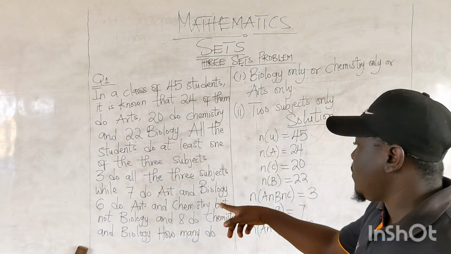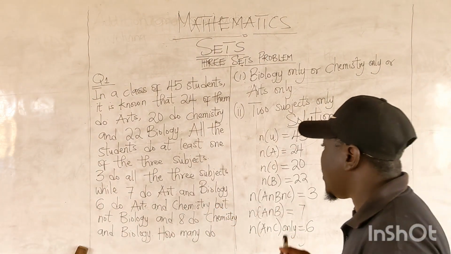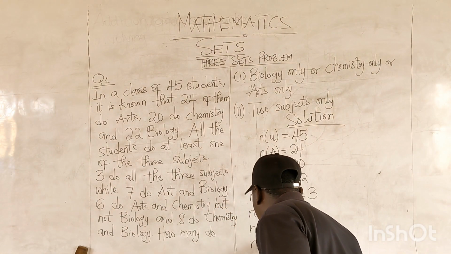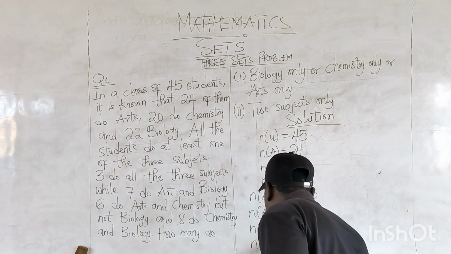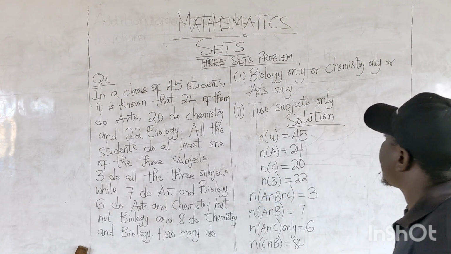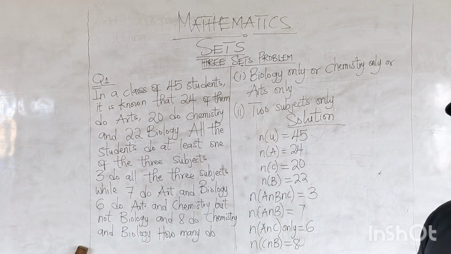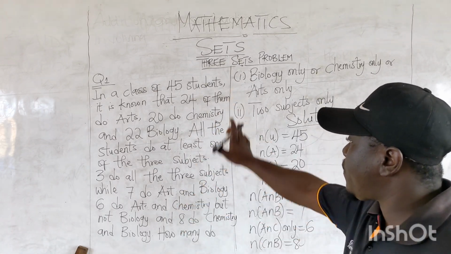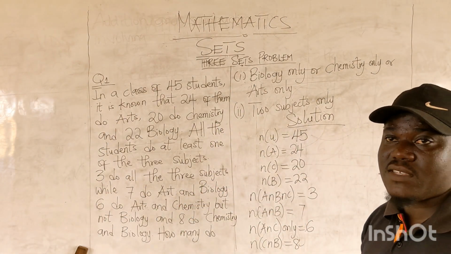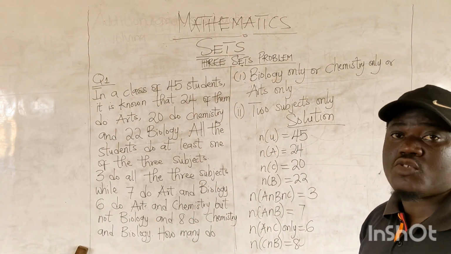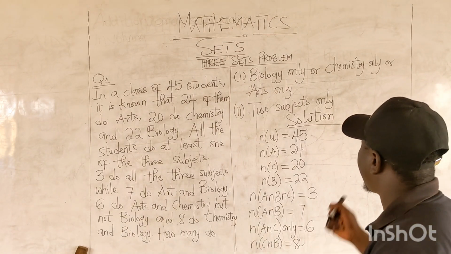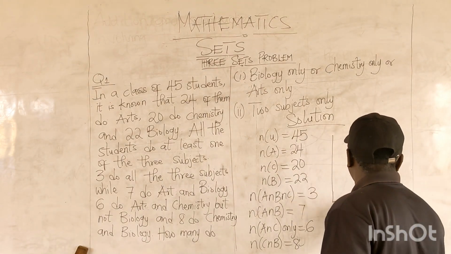And then 8 do chemistry and biology. So the number of chemistry intersection biology is also 8. So this is the information we can get from the question that is given to us. And from this information we can draw our 3 set problem. So we draw our sets.